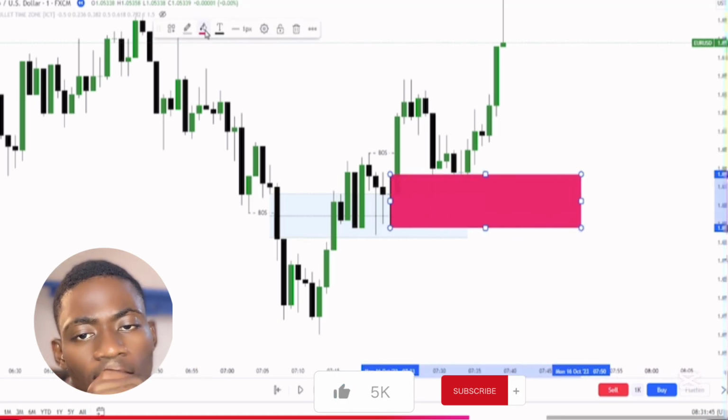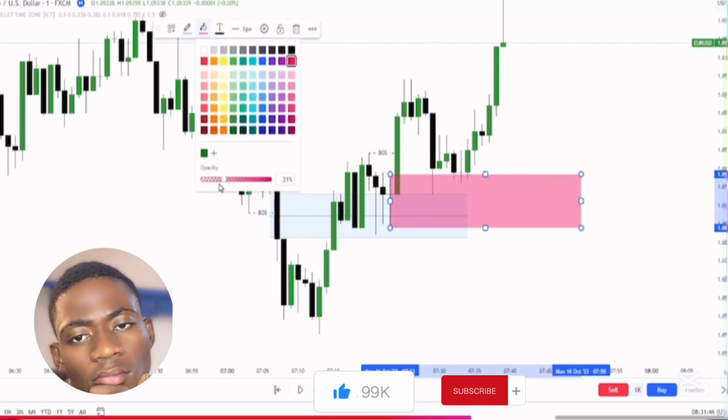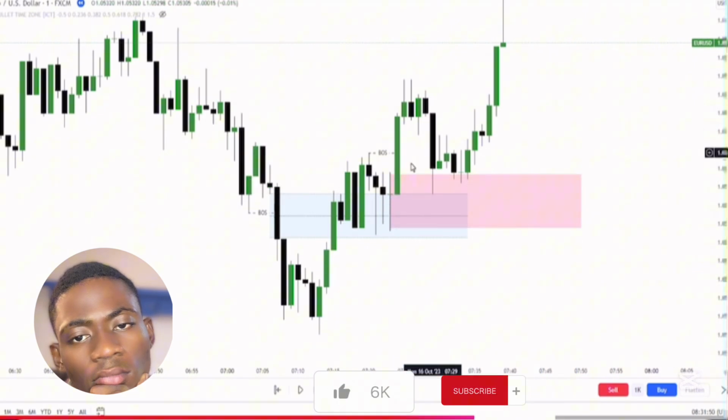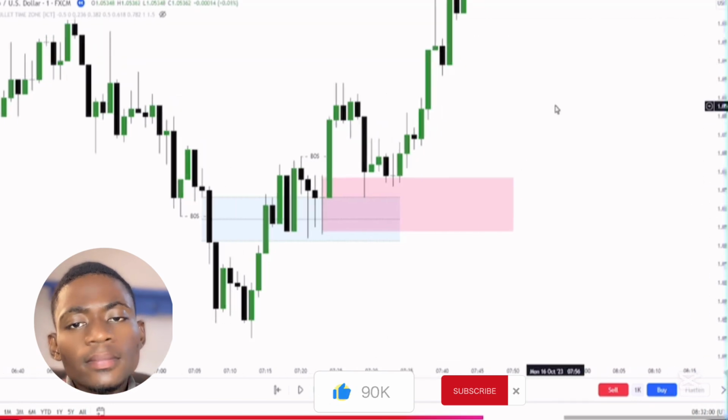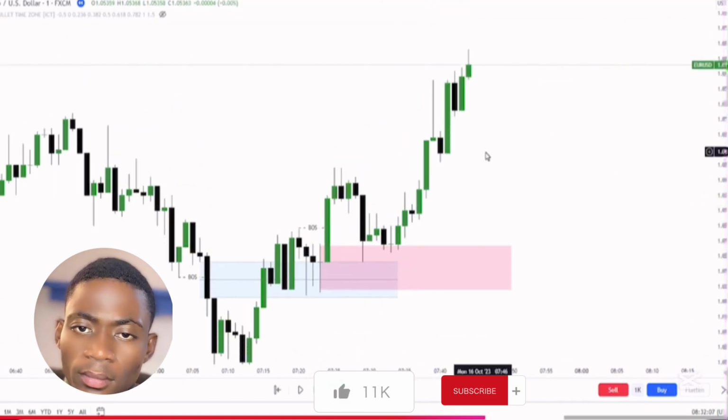Let me make it more clearer for you guys to see. This guy did not disappoint this time around because it was a valid break of structure. That is what it means. All right. Price coming back and then it went up. Keep going. As far as we are having an upward movement, we will keep going.